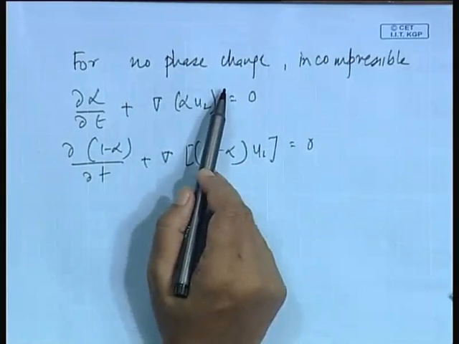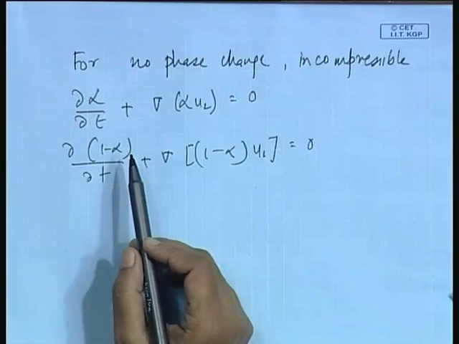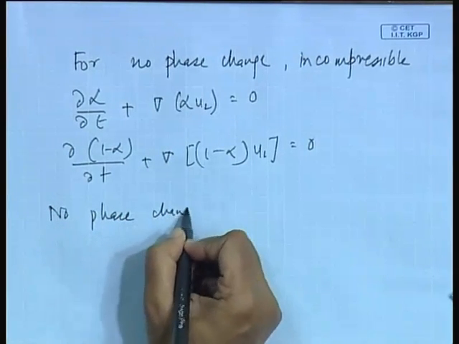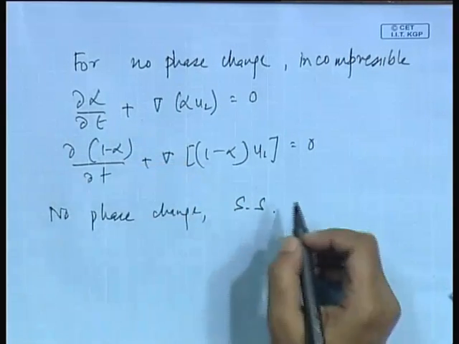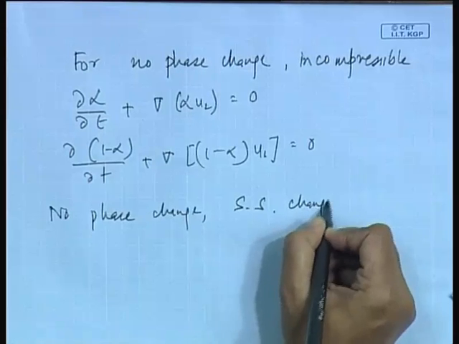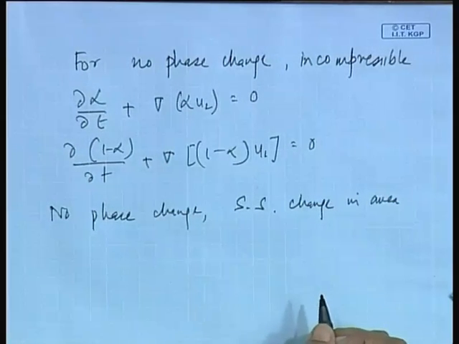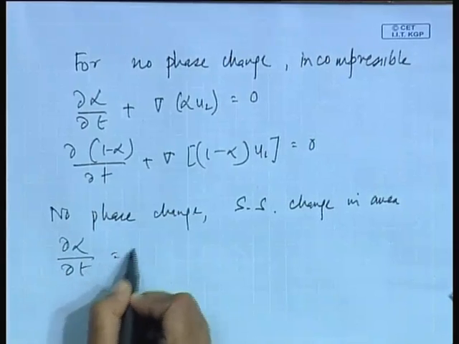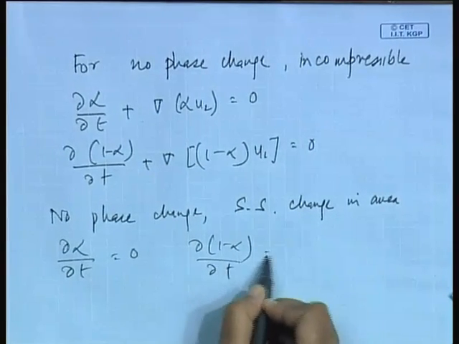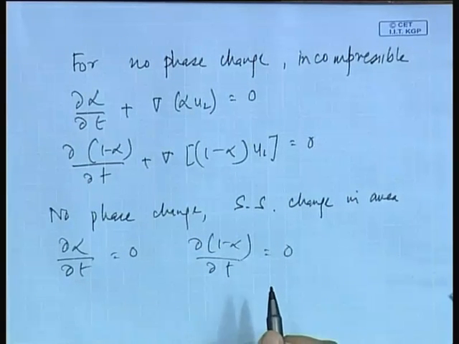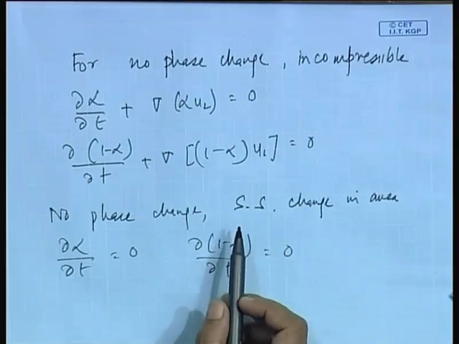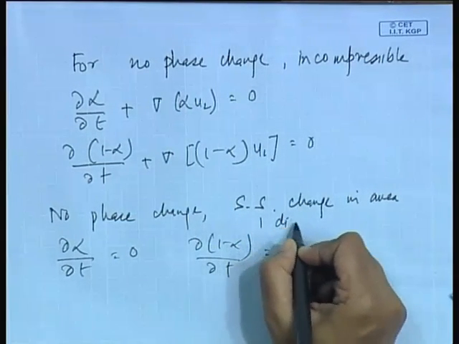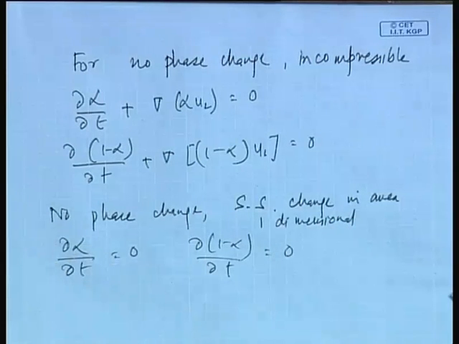Next, suppose there is no phase change, incompressible and steady state, but there is change in area, then what do we get? Suppose it is no phase change, steady state, so naturally these terms cancel out, and change in area. For that particular circumstance what do you expect? These become equal to 0, is not it, and if it is one dimensional, I forgot to write, steady state, change in area, one dimensional. So, in that case what do you get?